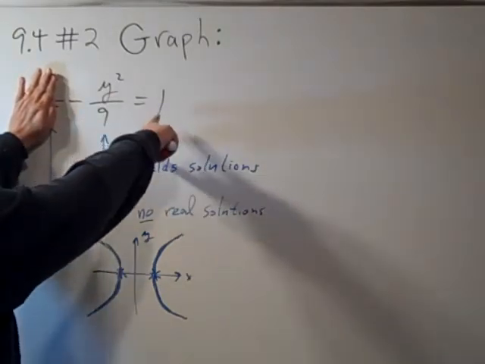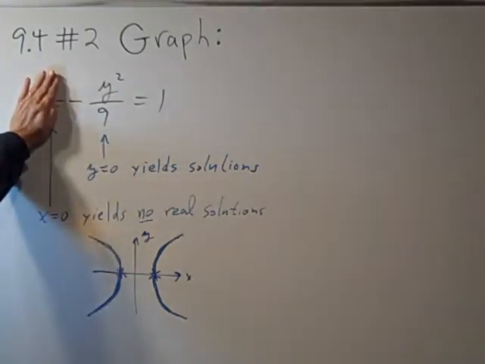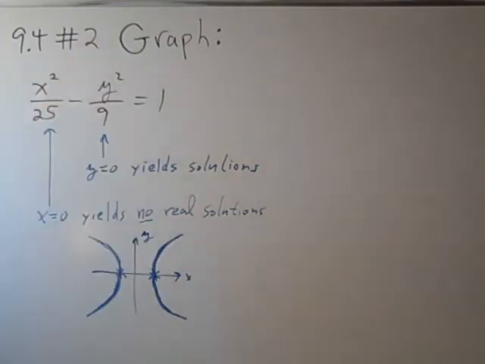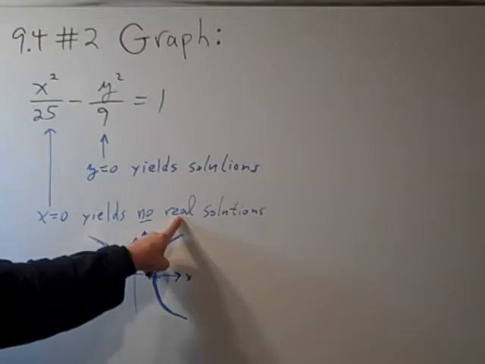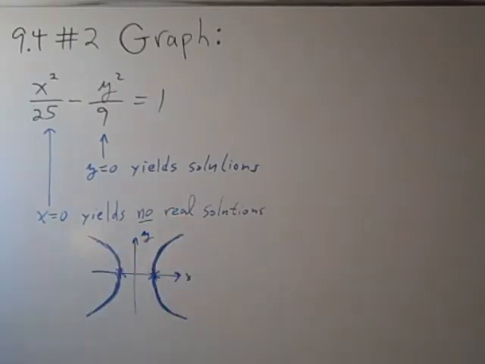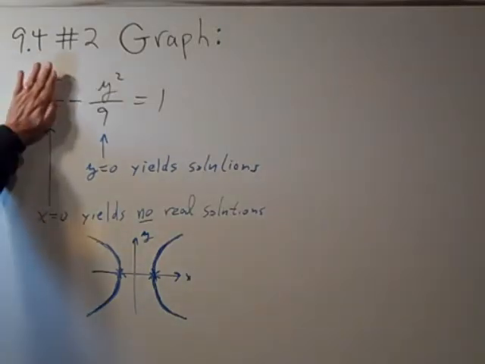y squared would equal negative 9. So y could equal 3i. But we're only looking for real solutions right now. We want to graph this after all. So there are no real solutions if x is 0.